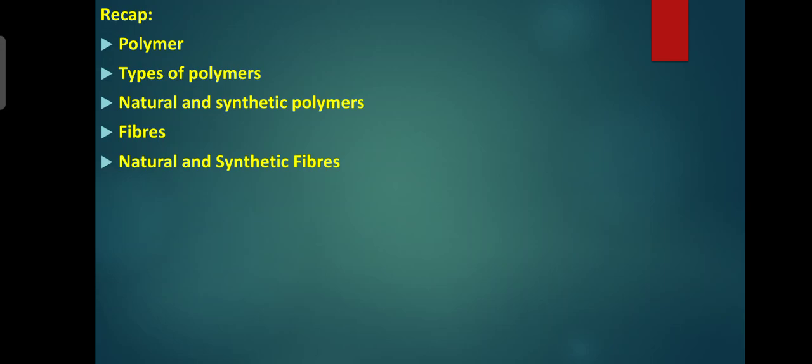Once upon a time, people used natural fibers such as cotton and wool. But nowadays, we use a lot of artificial fibers. All natural and artificial fibers are polymers. Next one, natural fiber. Fibers that are obtained from plants or animals are called natural fibers. Examples: cotton, coconut fiber, hair, wool and silk.